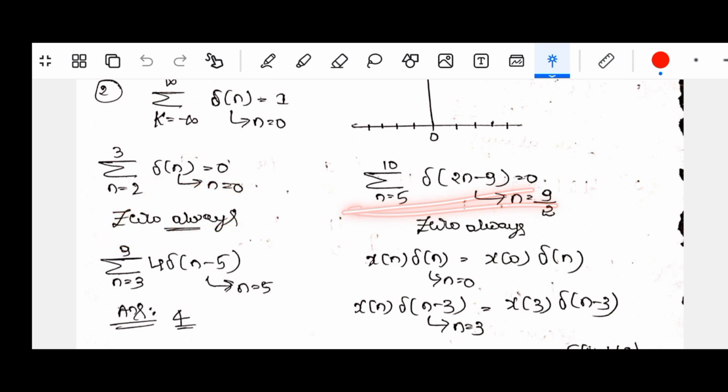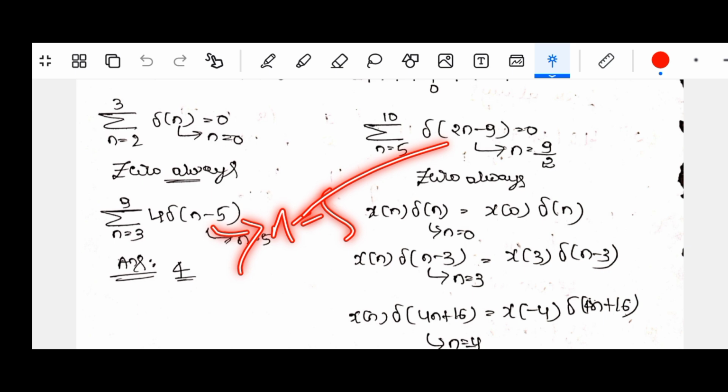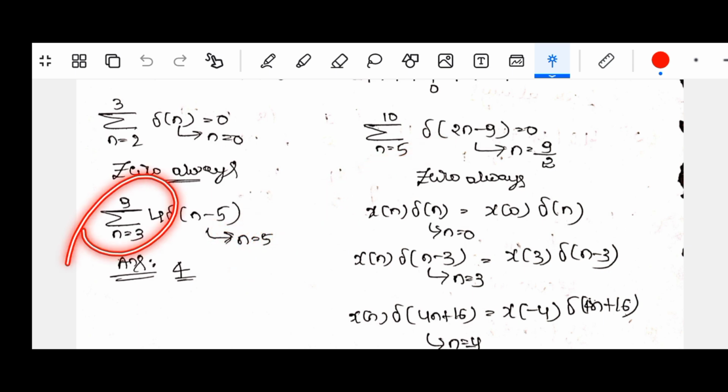Next, see this. Summation of n is equal to 5 to 10, delta of 2n minus 9, where n is equal to 9 by 2. Here in the summation limit there is no value of 9 by 2. Therefore the answer will be 0. Summation of n is equal to 3 to 9. So the location will be 5, means it is coming in the summation limit. Therefore the value will be 1, because we have to take 1 with the n. So 4 by 1 will be 4.